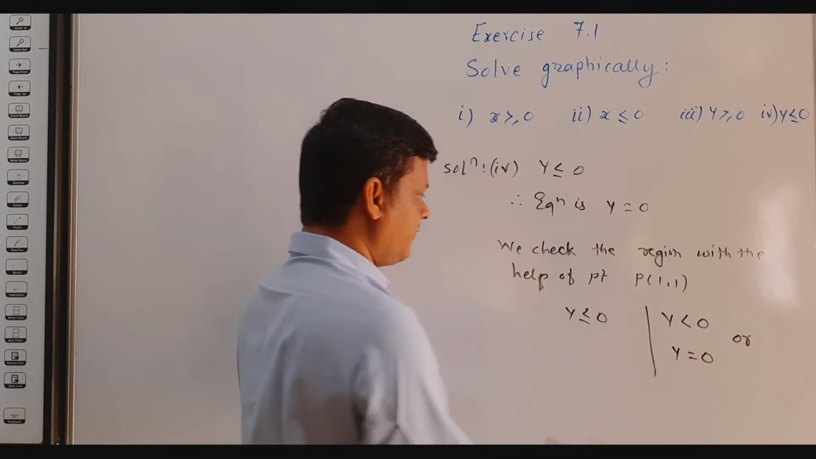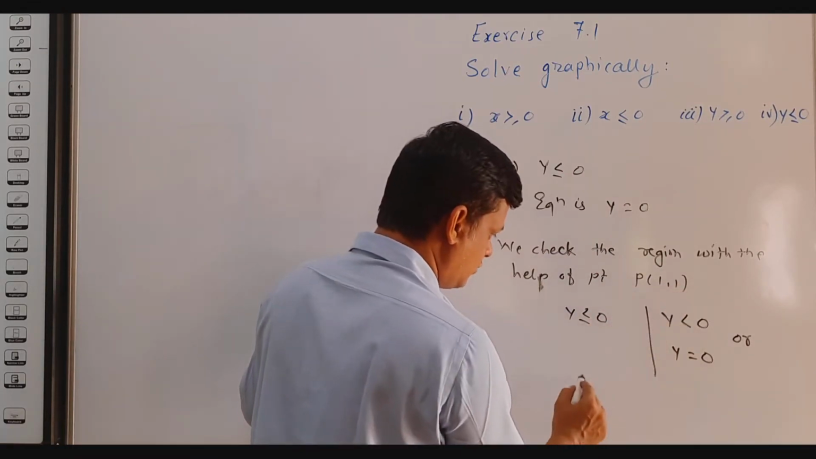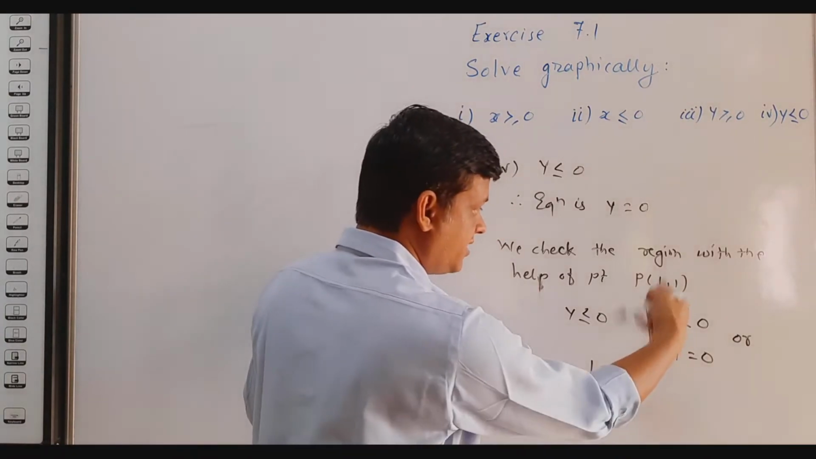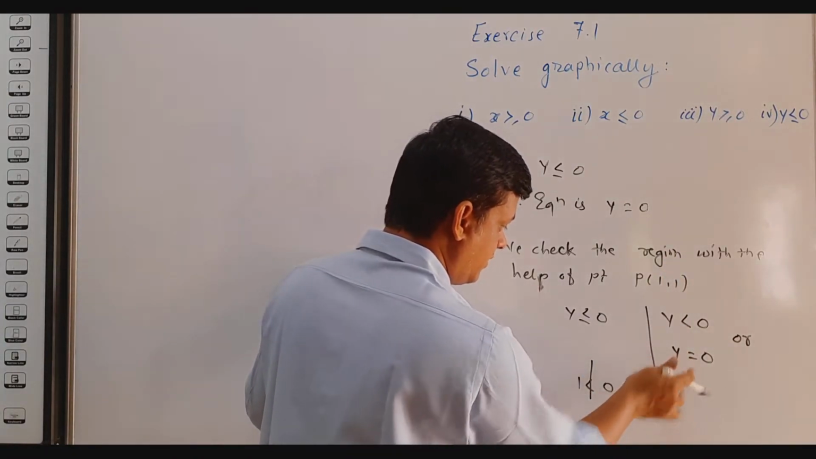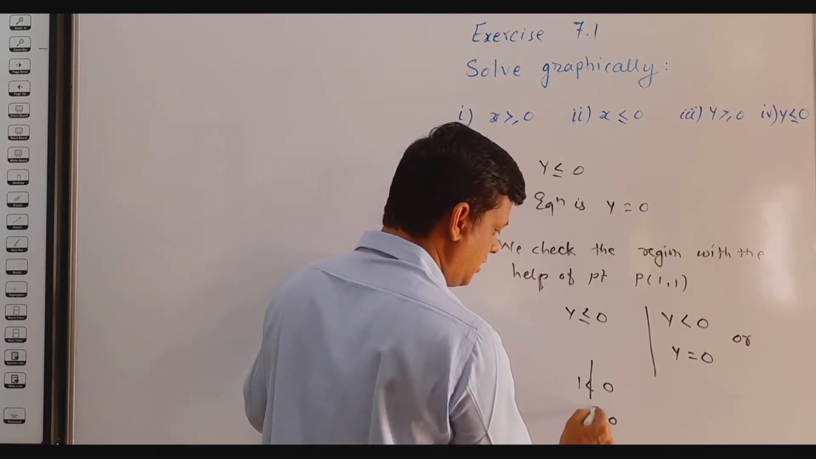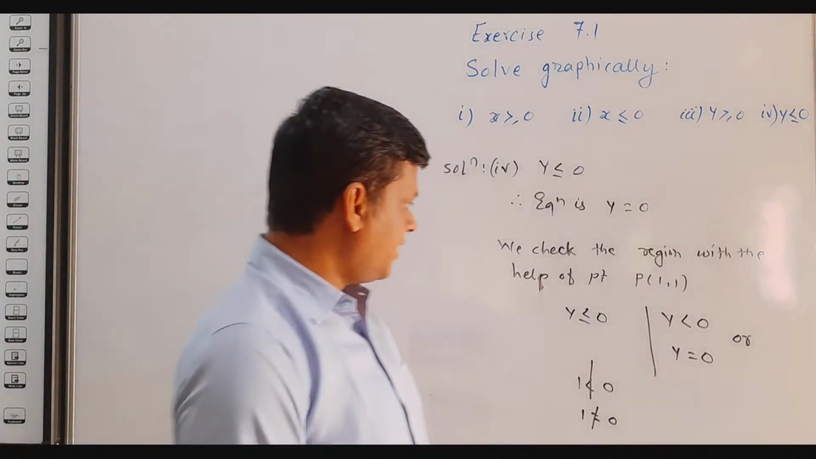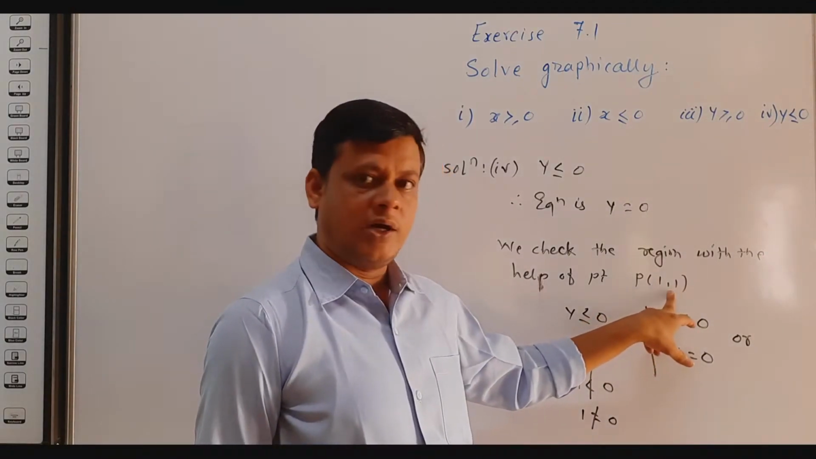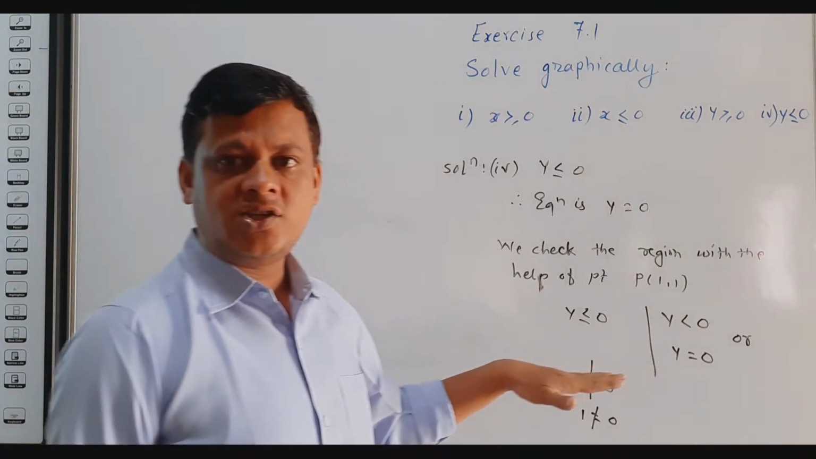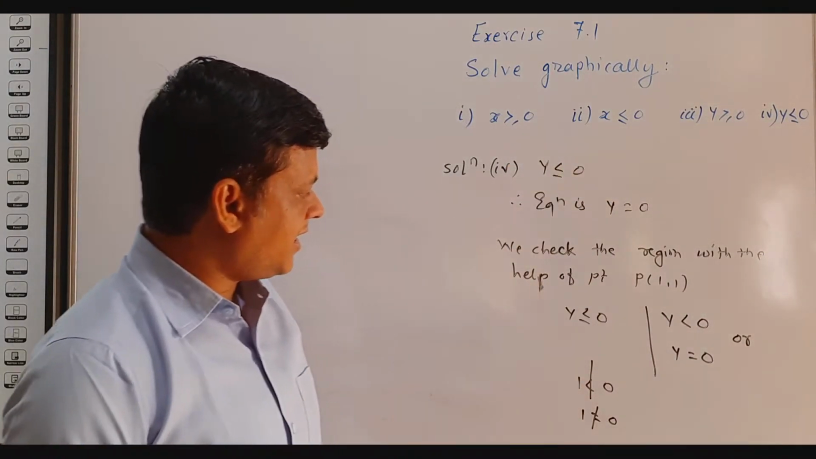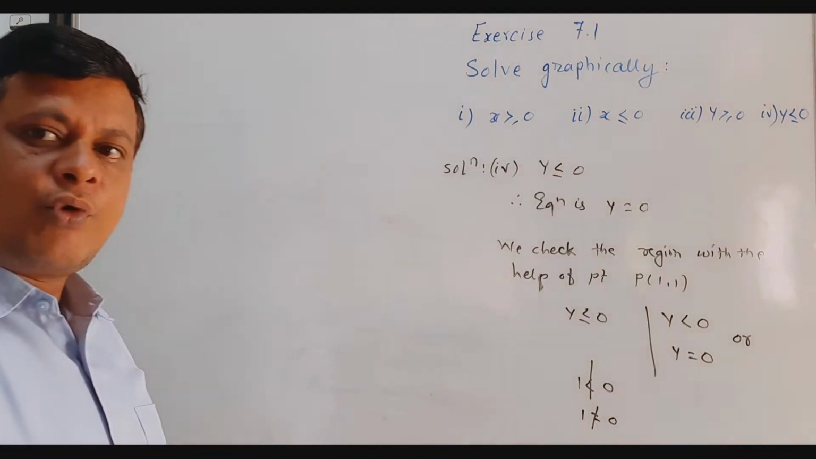So we take here y as 1. So 1 less than 0, which is not possible. Then the second condition we have to check. 1 equals 0, the second condition is also not satisfied. That means this point P (1, 1) does not lie in the region. So we have to mark here opposite to the point.